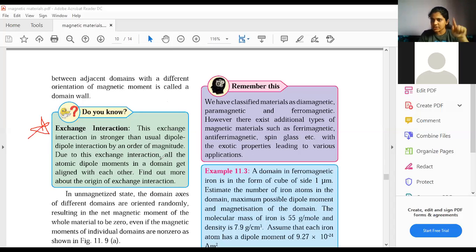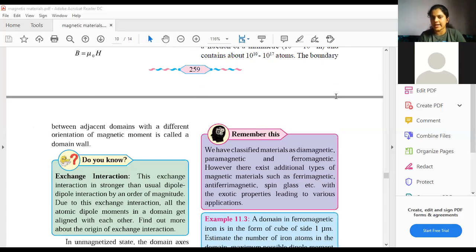Due to this exchange interaction, all the atomic dipoles in a domain get aligned with each other. Now, what is the purpose of this exchange interaction, students? The thing that I just explained, that inside one section, all the dipole moments of the atoms are in the same direction. Yes or no? So this exchange interaction will lead to that. It will lead to all the atoms aligned in one direction. Inside all the atoms, the magnetic dipole moment aligns in one direction, inside one domain. I hope you all are understanding. So when this happens, it is called exchange interaction.